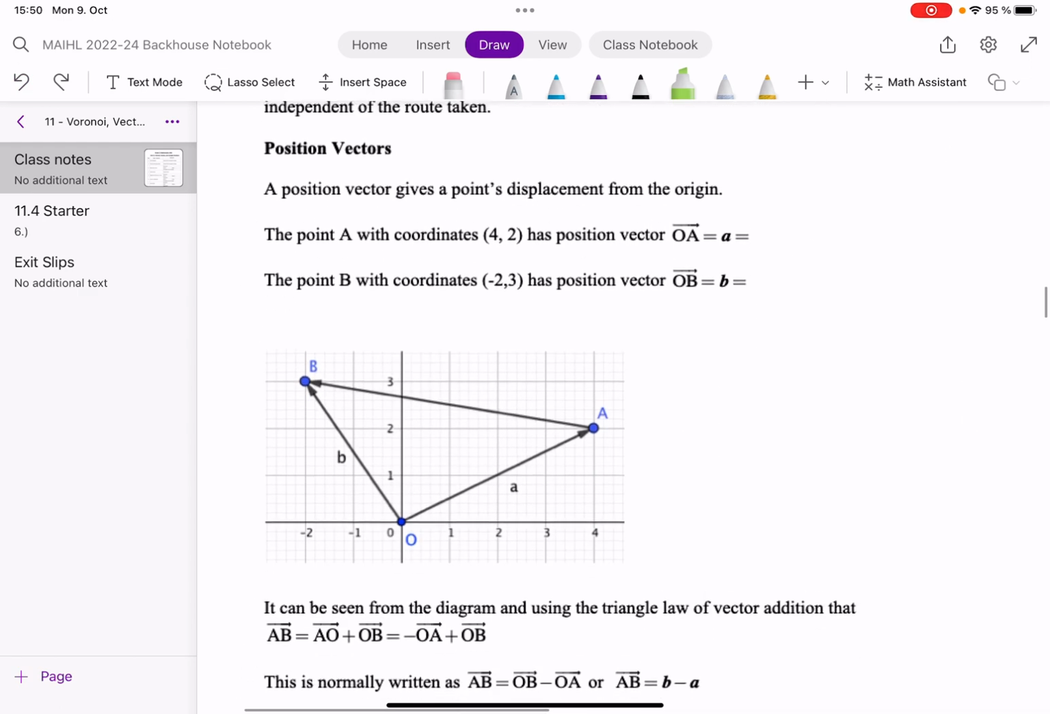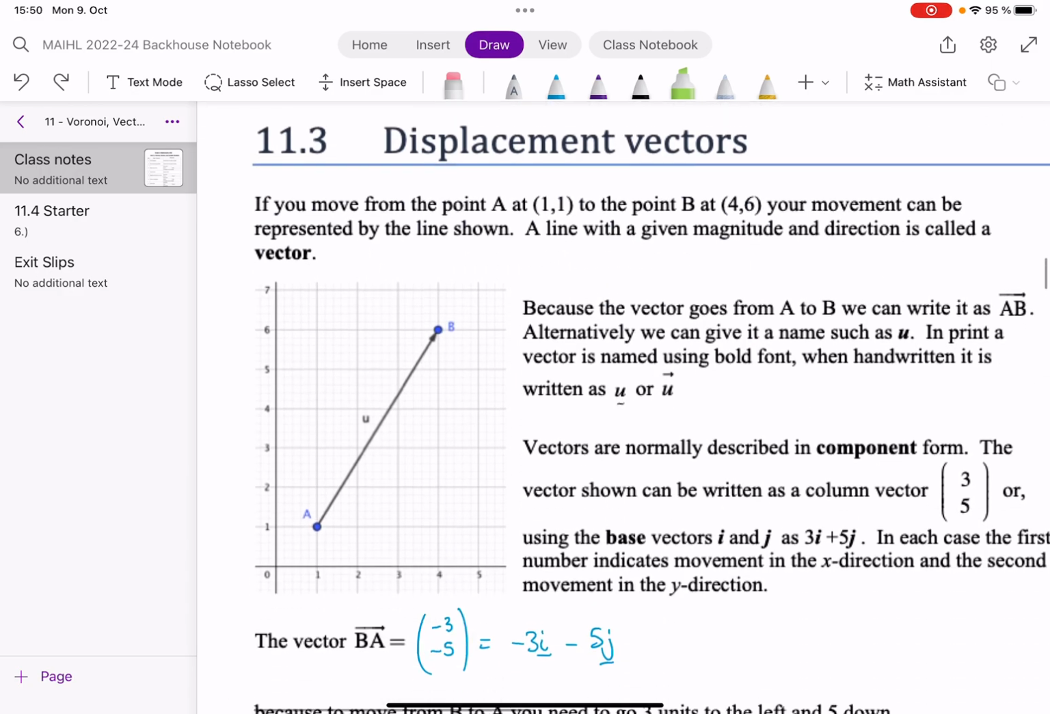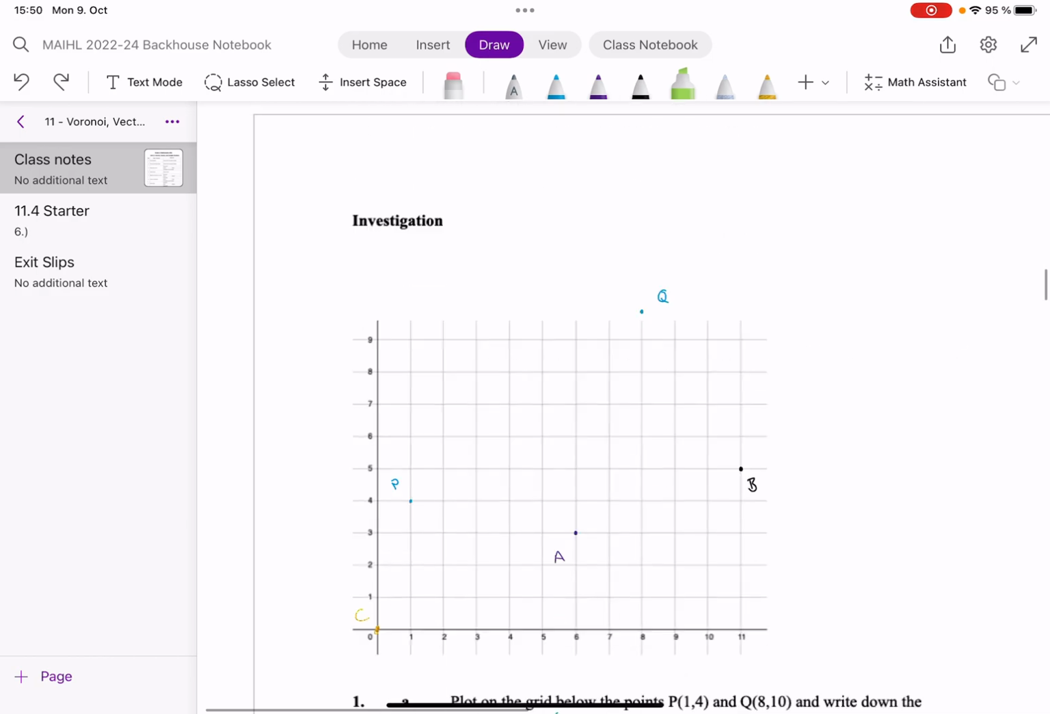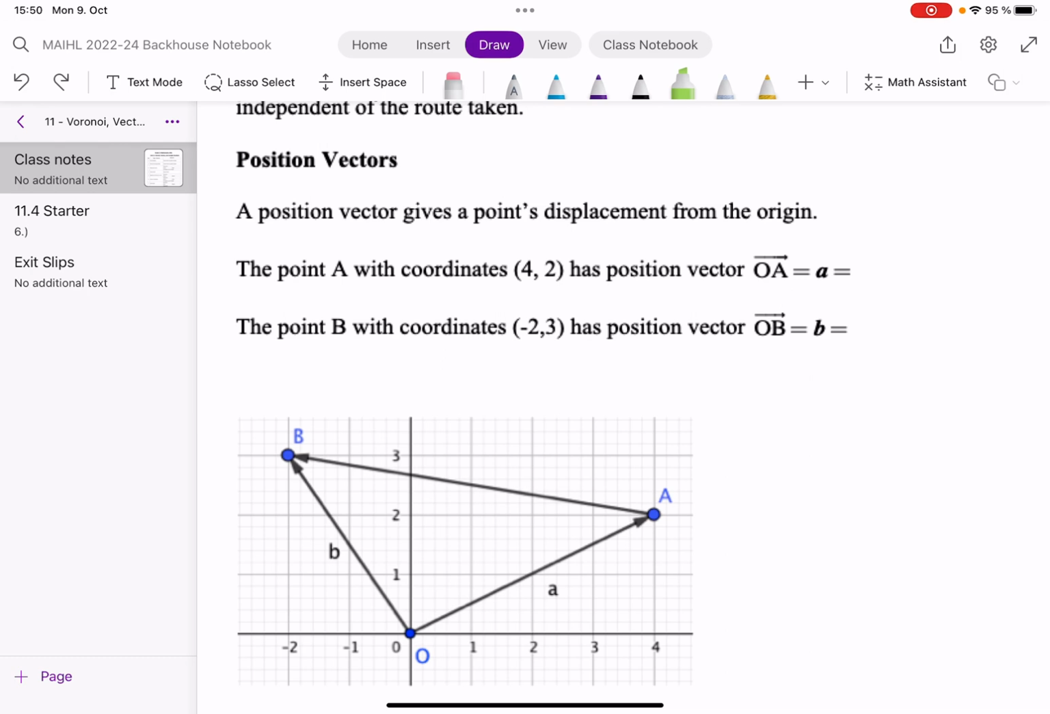Okay, so moving on then. Last time you were looking at displacement vectors. Today we're going to focus on something called position vectors. A position vector is a vector that gives a point's displacement from the origin. And it's really easy to get from its coordinate, because the coordinate tells us that information already. So if the point A has the coordinate 4, 2, then the vector to get from the origin to point A is just simply to go 4 to the right and 2 up.